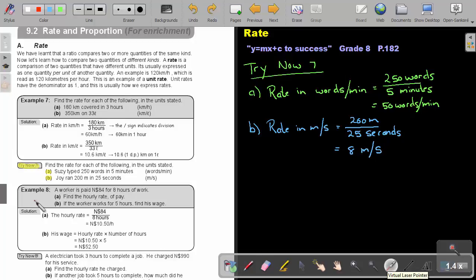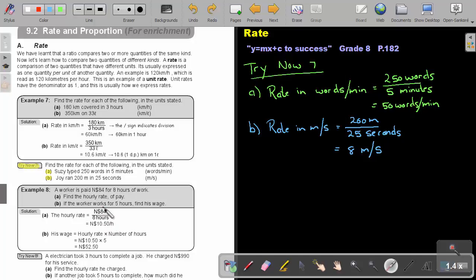Okay, let's look at the next example. Example 8. A worker is paid 84 Namibian dollar for 8 hours of work. Find the hourly rate. That means in 1 hour. So they want the money per hour. So the money will be on top and the hours will be at the bottom in the denominator. And as soon as I divide it, I get 10 Namibian dollar 50 cents per hour.